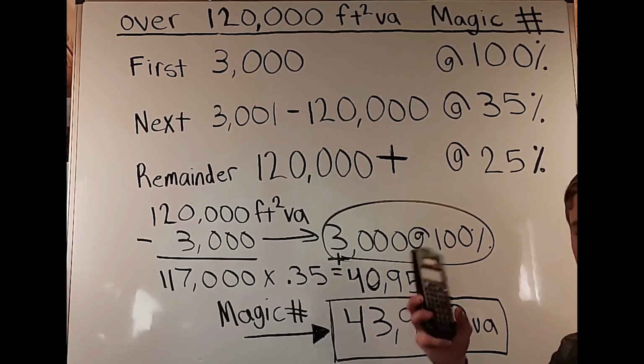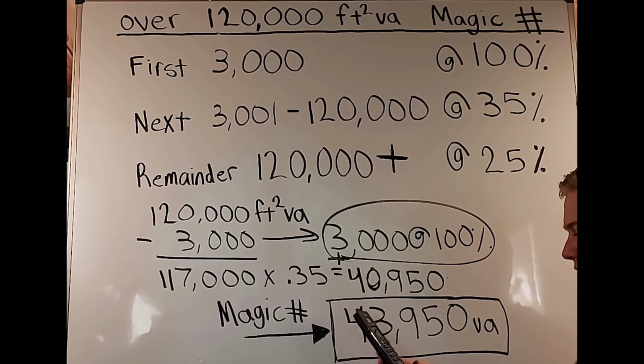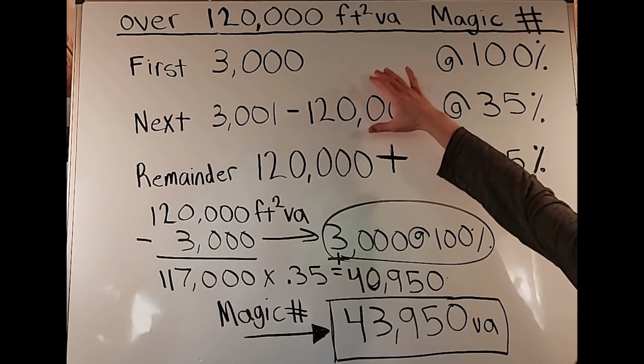But now we can do it really quickly on our calculator. We can just plug in 120,000, subtract 3,000, multiply by 35%, and then add 3,000 to that. And we're always going to get that same number, and we know that that number is the first two sections.